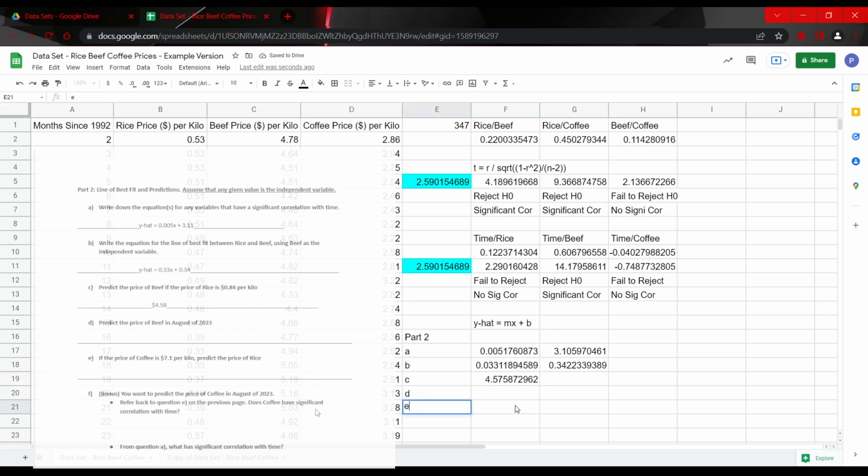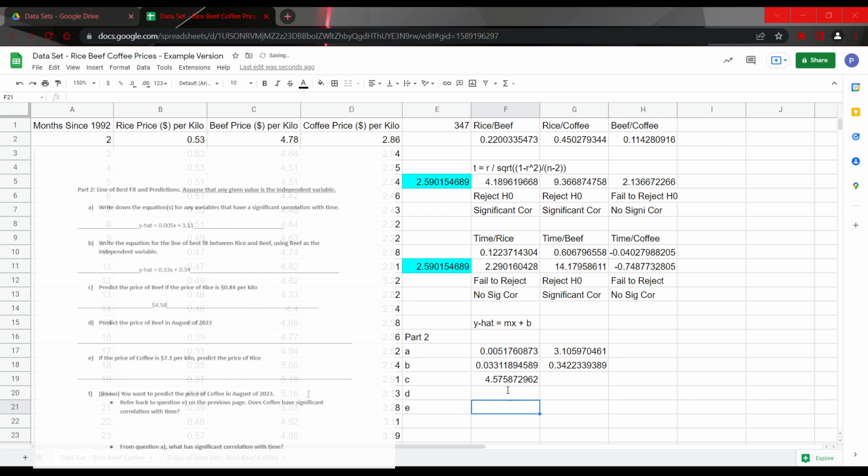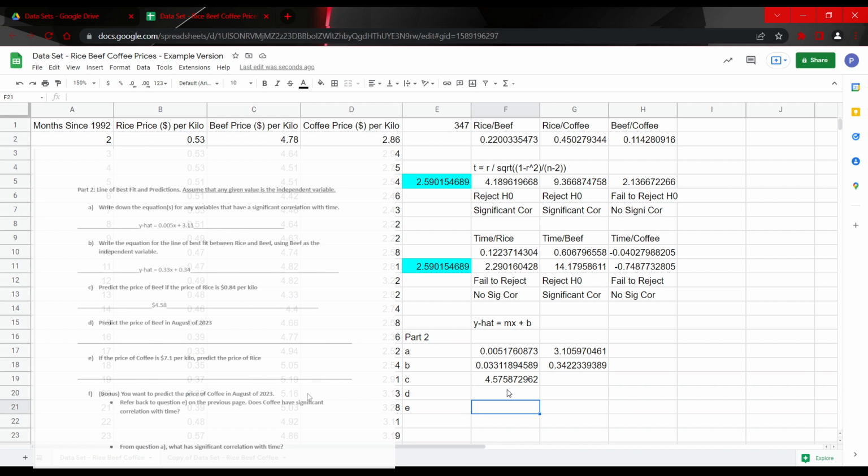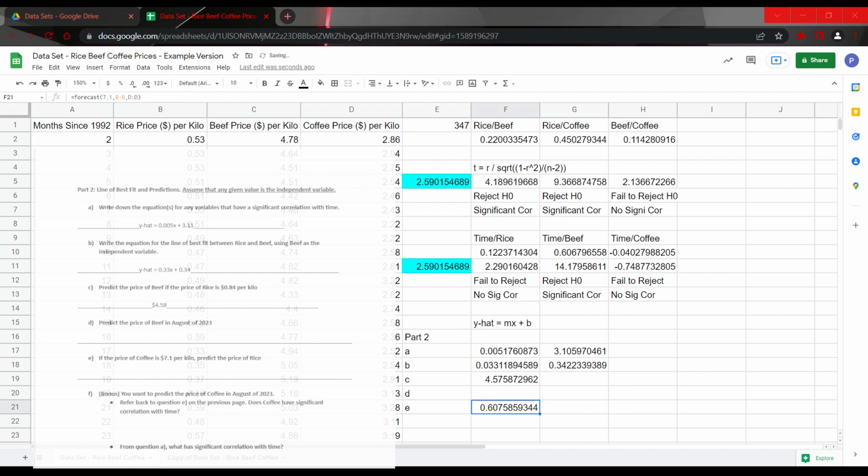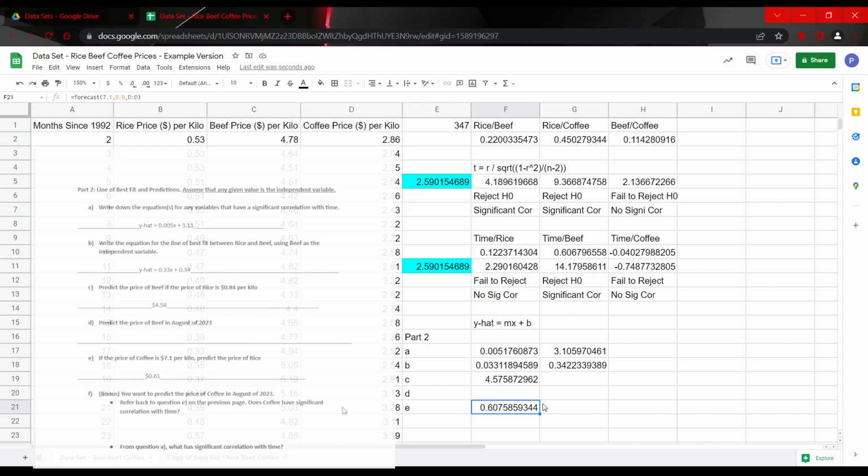I'm going to skip D for now. E is the same thing. We're going to use the price of coffee to predict the price of rice. So forecast using coffee, which is 7.1. Coffee is my independent, rice is my dependent, so BBDD. So the price of rice when coffee is $7 is about 60 cents per kilo, 61 cents per kilo.